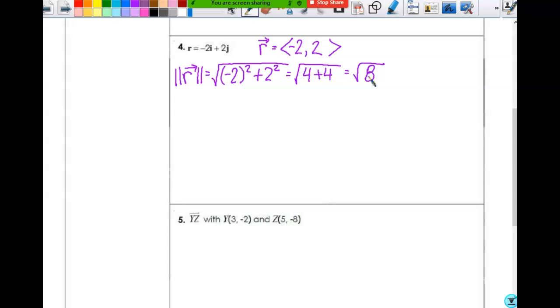What does the square root of 8 simplify to? Very good. 2 square root of 2. So that is the magnitude of r.